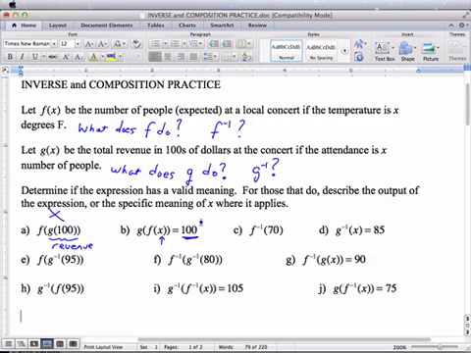Okay. What does this mean? What is the 70? If it's the input into F inverse, it must be the quantity that's the output of F, which is number of people. So then the output of F inverse would be the input of F, or the temperature. The temperature corresponding to an expected 70 people at the concert. Does it make sense?